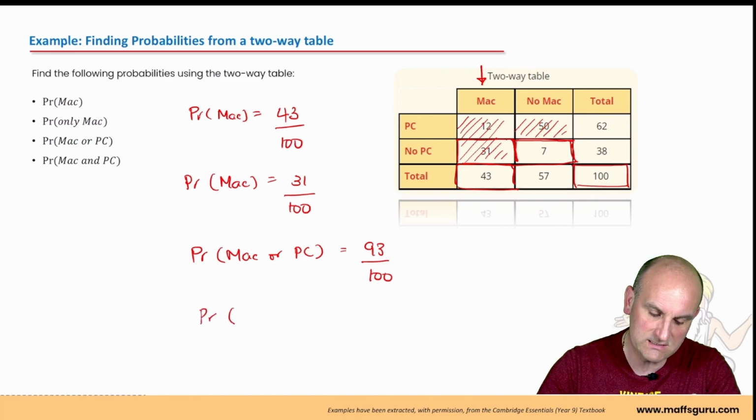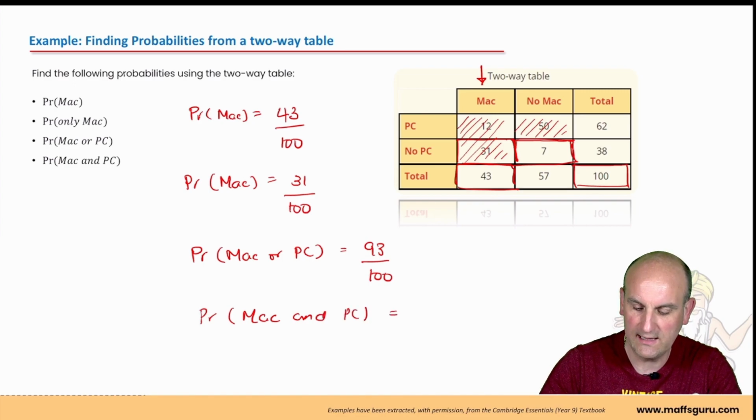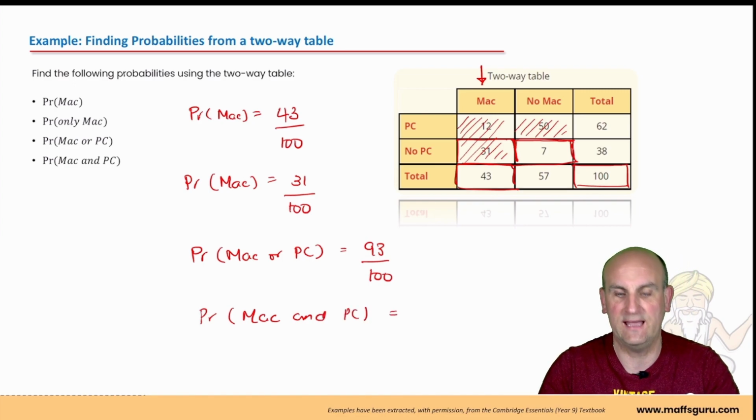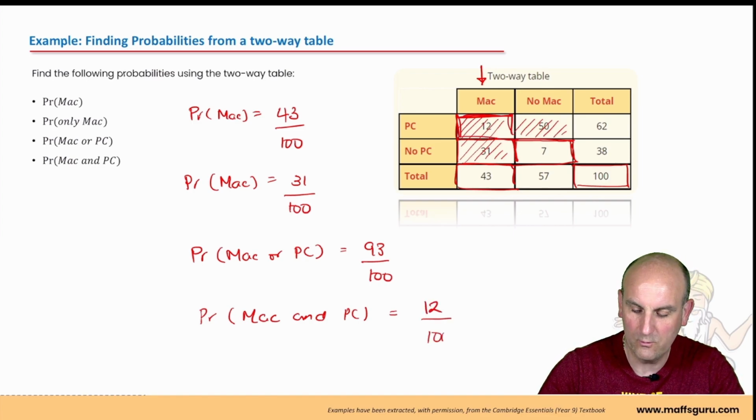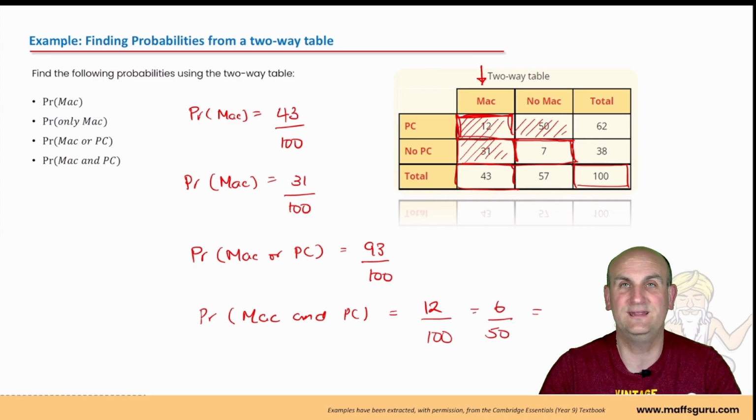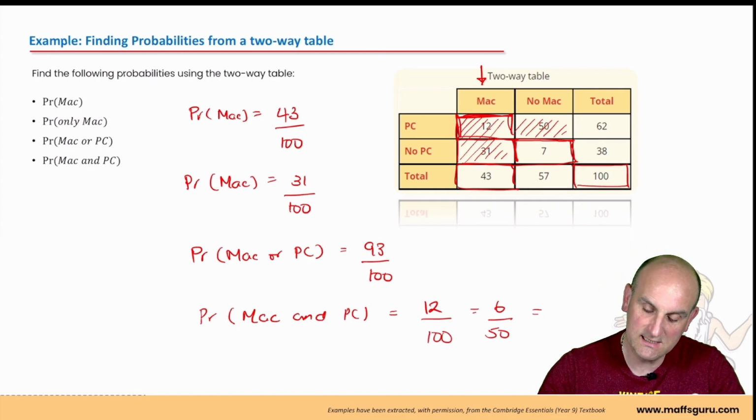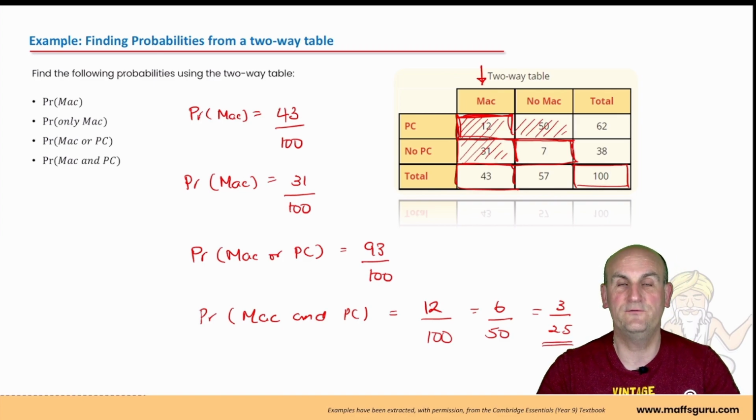What about the probability of a Mac and a PC? So where do they overlap? Where is there a Mac and a PC? Absolutely, it's going to be this one here with 12. So that's going to be 12 on 100, which is 6 on 50. And again, I don't try and do anything else other than keep halving and halving until I get to maybe 3s. 6 is going to give me 3 on 25. And I know that 3 doesn't go into my 25 times table.